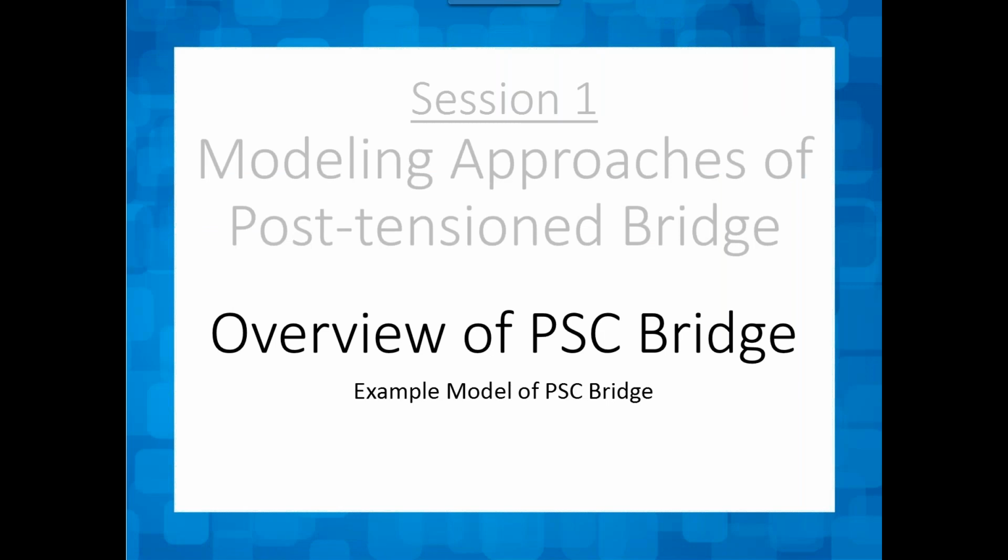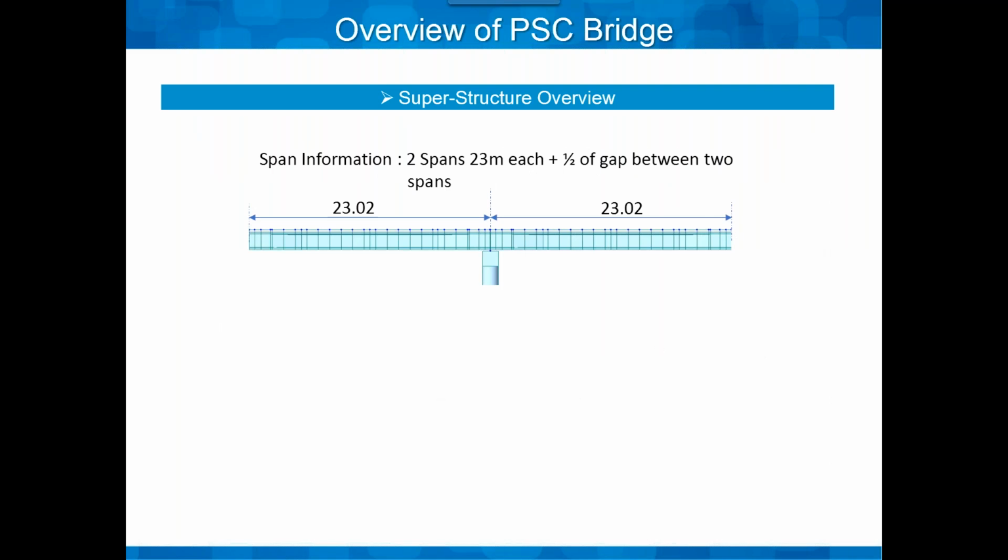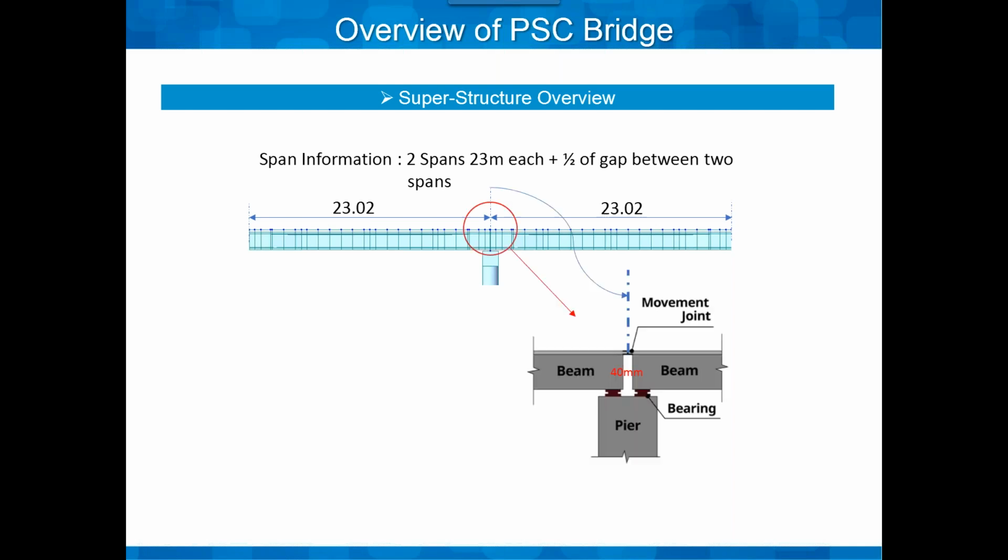Now let us move on to the next part of today's topic, and that is the modeling approaches of post-tension bridge, overview of PSC bridge. We'll take up an example model of a two-span PSC bridge having 23.02, or rather 23 meters, as the span distance. 0.2 is provided or shown over here to talk about the gap in between the two spans.